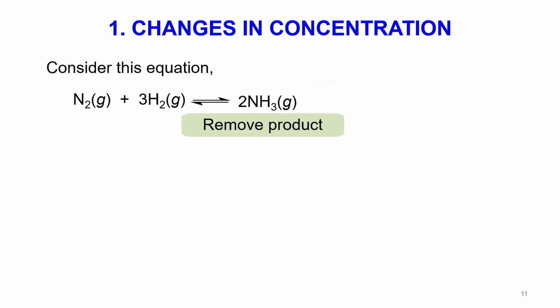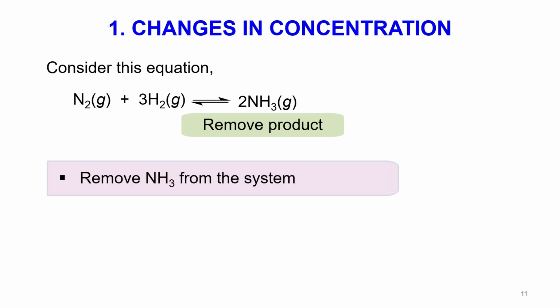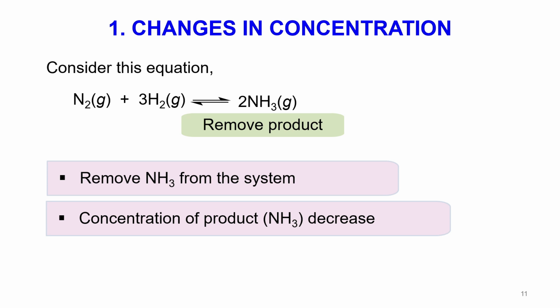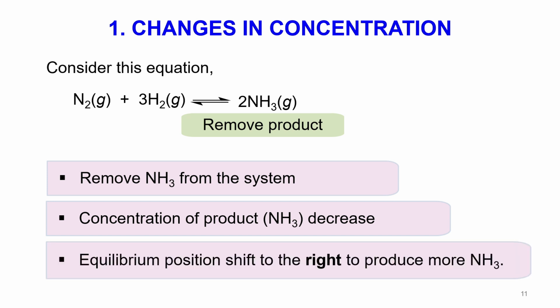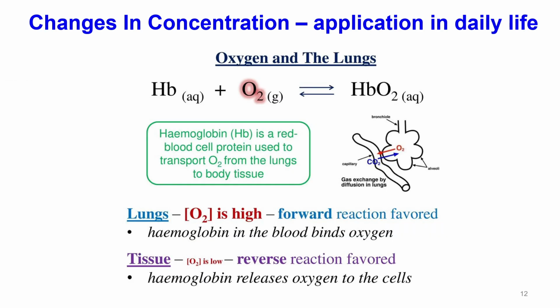Okay, when we remove some products. So bila kita remove some products, okay, remove ammonia from the system. So the concentration of product ammonia will decrease. Okay, jadi bila dia akan decrease, equilibrium position dia akan shift to the right to produce more ammonia. Sebab apa? Sebab kita dah keluarkan NH3 daripada sistem. So they can shift to the right.